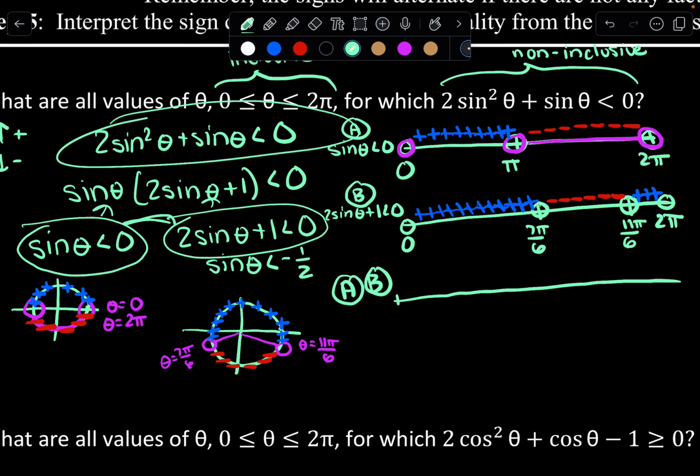So I have my non-inclusive 0, my non-inclusive 2 pi. And then I'm going to combine all of the intervals that we had from the other two. So I'm going to start with this pi here.